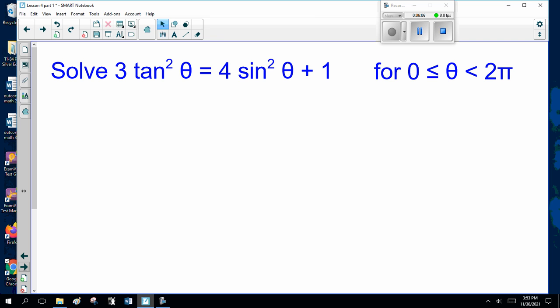Now, let's solve this one. 3 tan squared of theta plus 4 sine squared of theta plus 1.